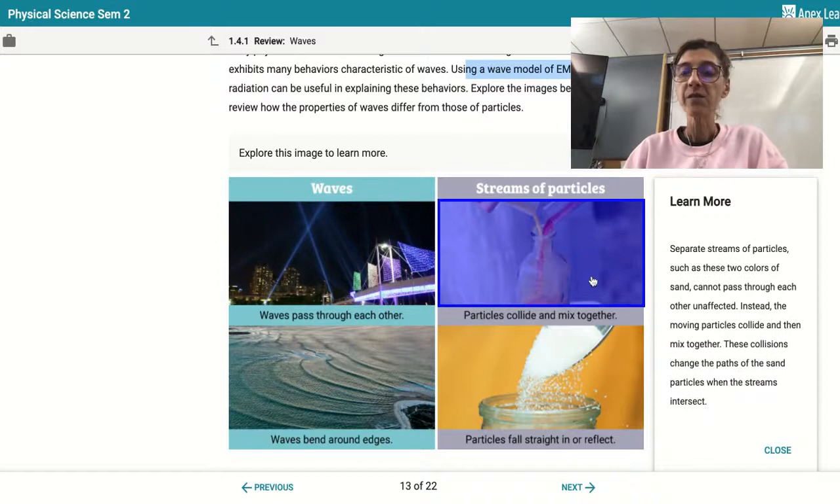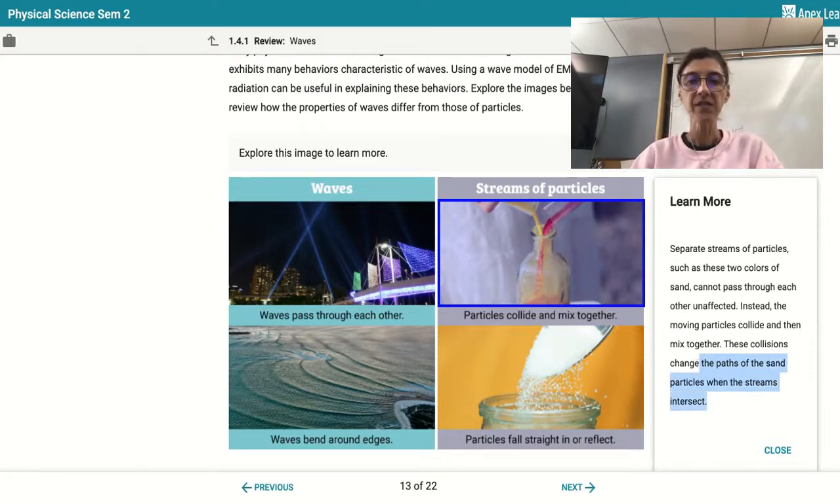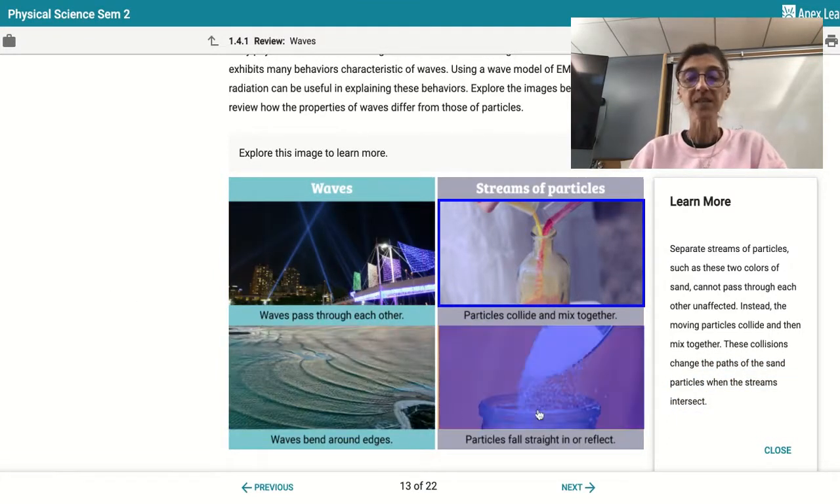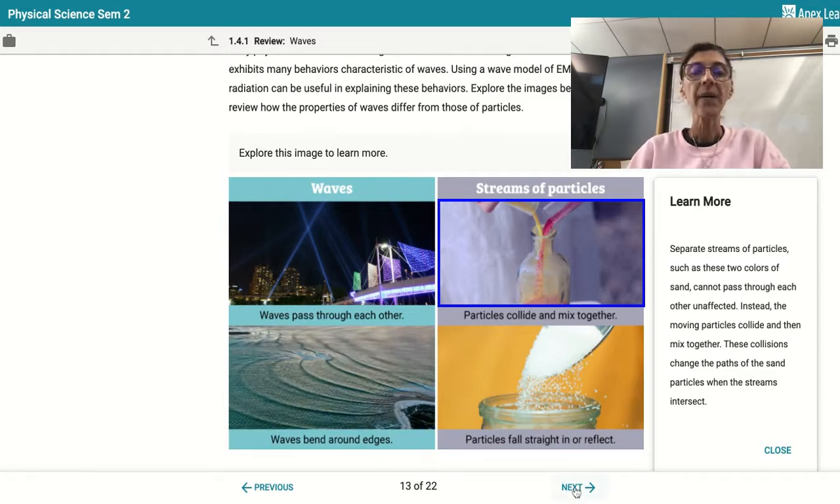If you look at streams of particles, separate streams of particles, such as these two colors of sand, cannot pass through each other unaffected. Instead, the moving particles collide and mix together. These collisions change the path of the sand particles when the streams intersect. Okay, so that doesn't happen with waves. So you should look through this and explore this a little bit more to get a better grip on looking at the wave characteristics of light.